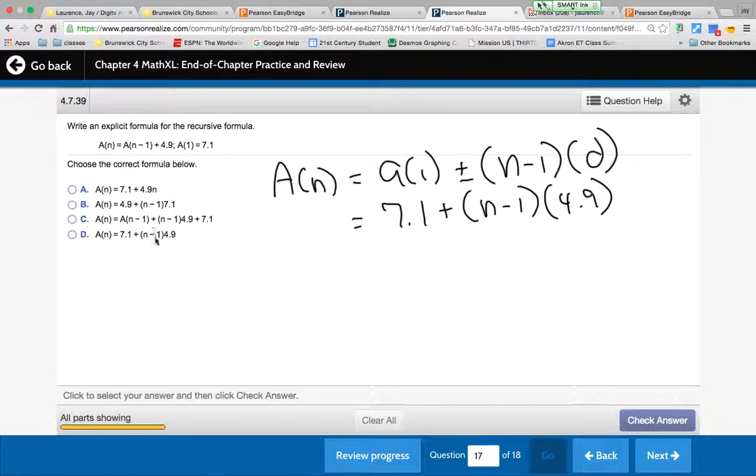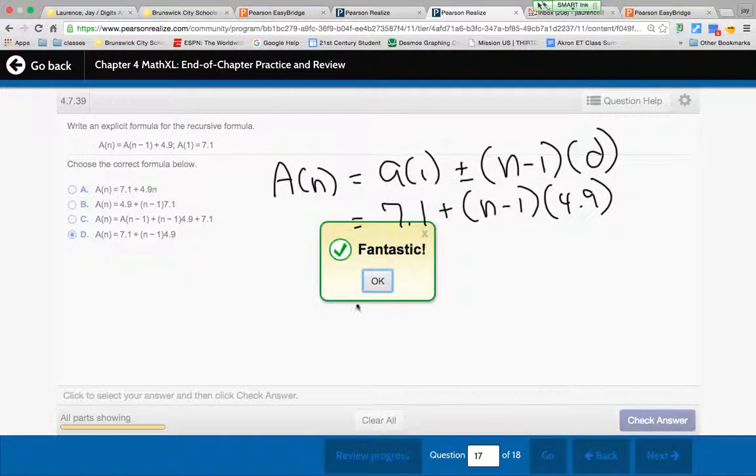Seven 1/10. There it is. Choice D. And it loved it.